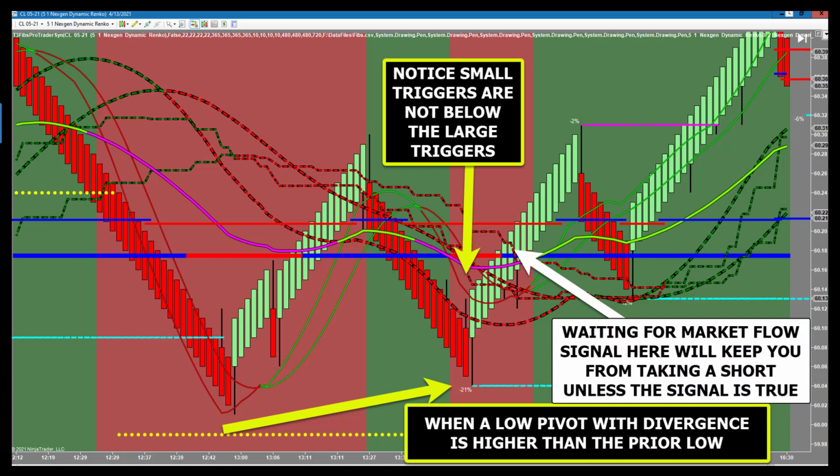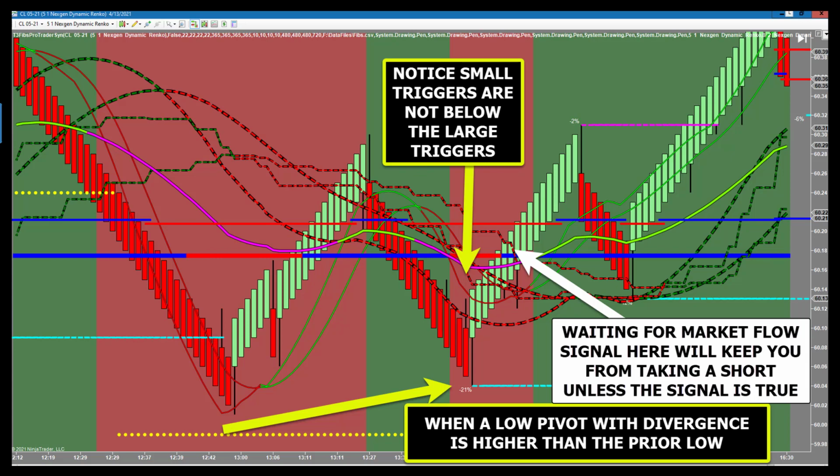First, there is divergence on the low of the 5-1 chart. Second, the fact that this divergence low pivot is higher than the previous low pivot is a warning that the market may be starting to reverse trend. Finally, the small trigger line location is inside of, not below, the large triggers. This is known as a weakening of the triggers, and combined with the other 2 reasons, makes an extraordinarily strong case for waiting for confirmation.